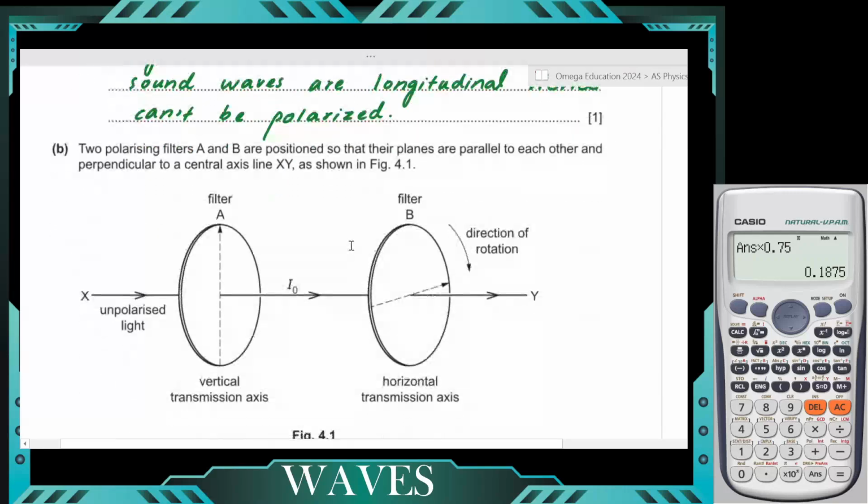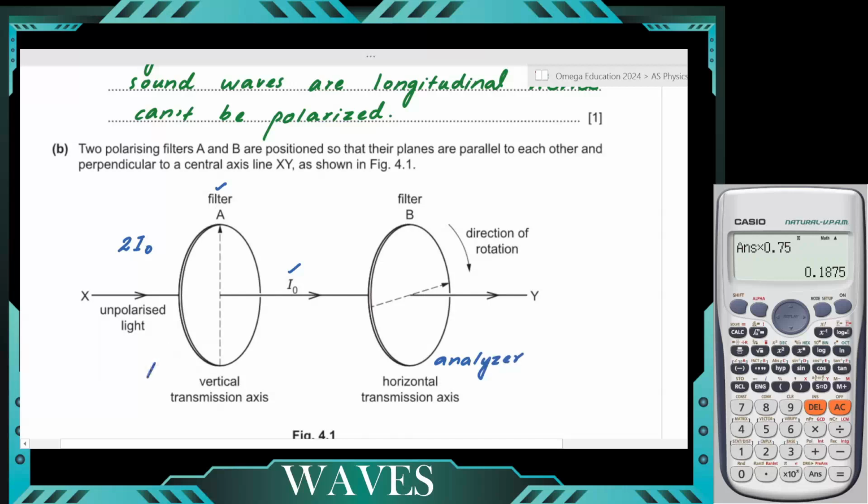So let's take a look at the next one. Two polarizing filters A and B are positioned so that their planes are parallel to each other and perpendicular to the central axis XY, as shown in figure 4.1. Okay, we have the unpolarized light. We use the first filter. The light is polarized and the intensity of the polarized light is I naught, which means the intensity of the unpolarized light would have been 2 times I naught. It's not mentioned, but we know it anyway. And then we have the second filter, which in this case is the analyzer.